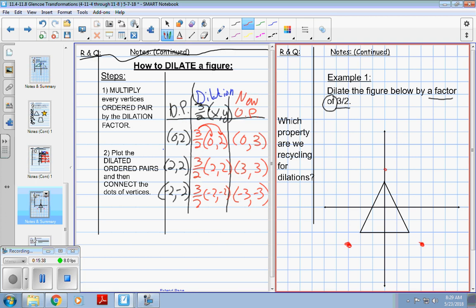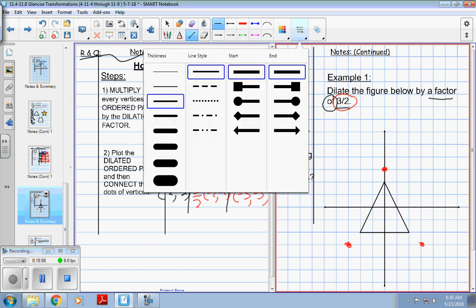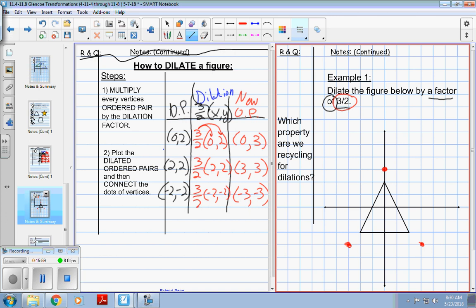And as you would expect, our dilation, when we used a number larger than 1, the figure should get bigger. If we use a number less than 1 but greater than 0, the figure will get smaller. So when we connect our dots for this new figure here, we end up with a larger shape.